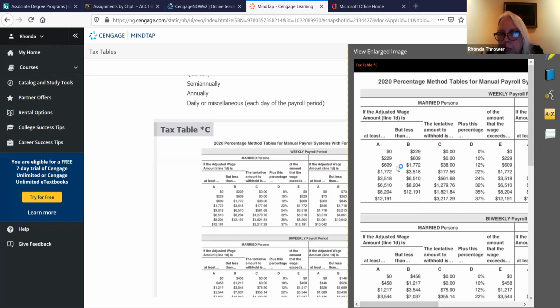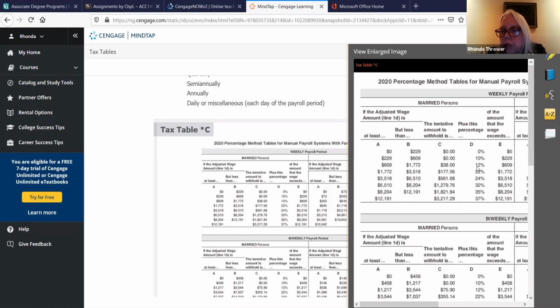All right, and so 1243 is the amount of the taxable wages that falls in between 609 and 1772. Notice they have given you a tentative amount of tax that they withheld. In other words, they have calculated tax on the $609 already, and that amount is $38. This person is in the 12% bracket. If we follow it all on across here, the 12% bracket is what he's going to be taxed at.